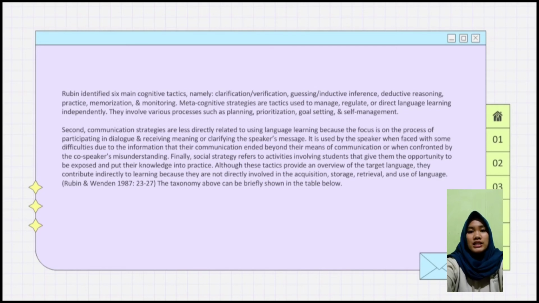Finally, social strategy refers to activities involving students that give them the opportunity to be exposed to the language and put their knowledge into practice. Although these tactics provide an overview of the target language, they contribute indirectly to learning because they aren't directly involved in the acquisition, storage, retrieval, and use of language. According to Rubin and Wenden, the taxonomy above can be briefly shown in the table below.